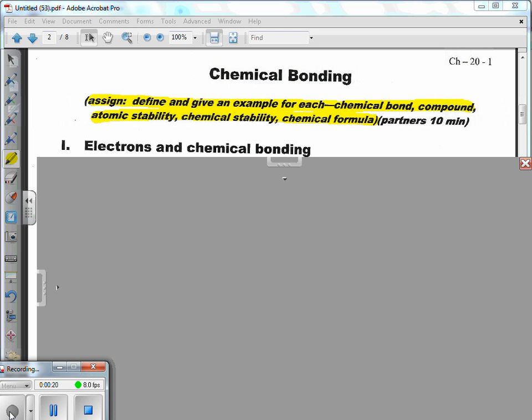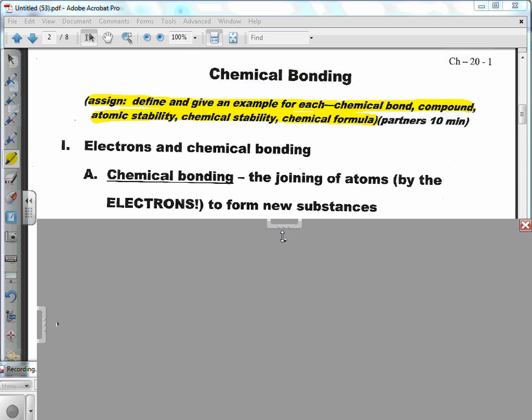Anyway, chemical bonding. So, this is the next chapter in our book. And chemical bonding, look, I'm starting out with electrons and chemical bonding. Look, chemical bonding is the joining of atoms by the electrons to form new substances. Okay, so these are the key words. Chemical bonding, electrons, new substances.